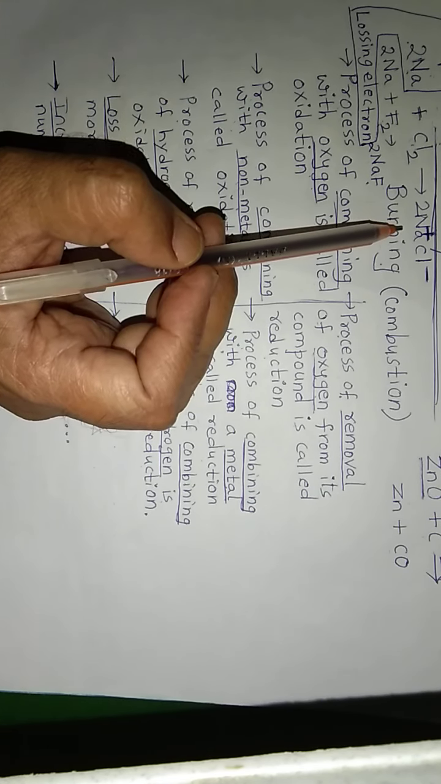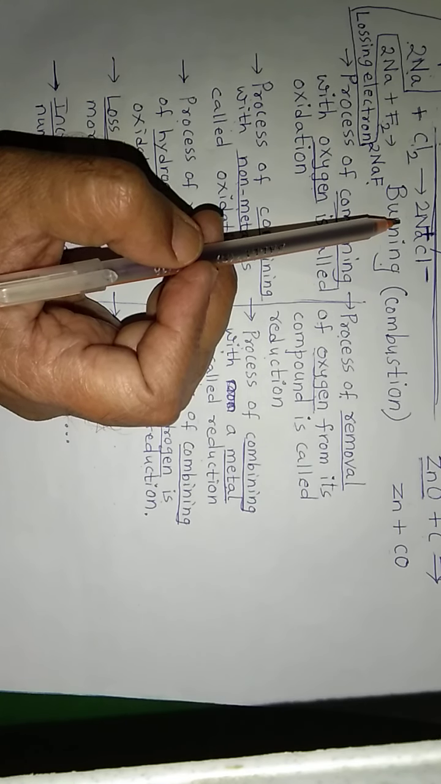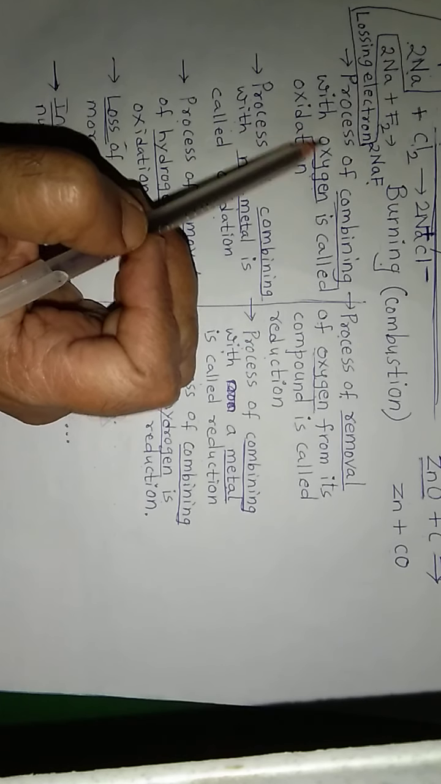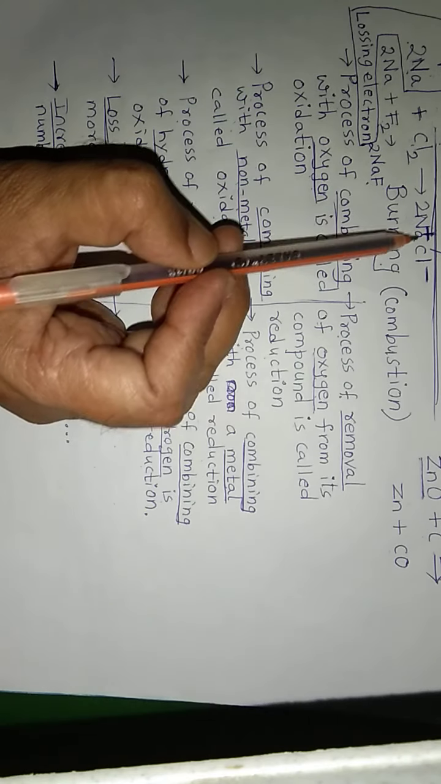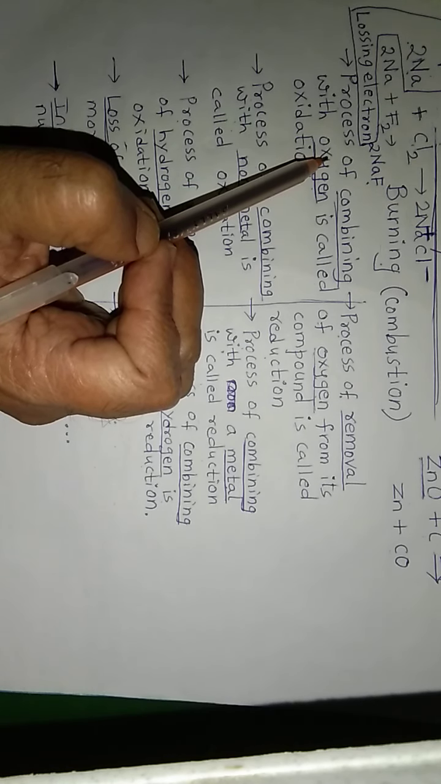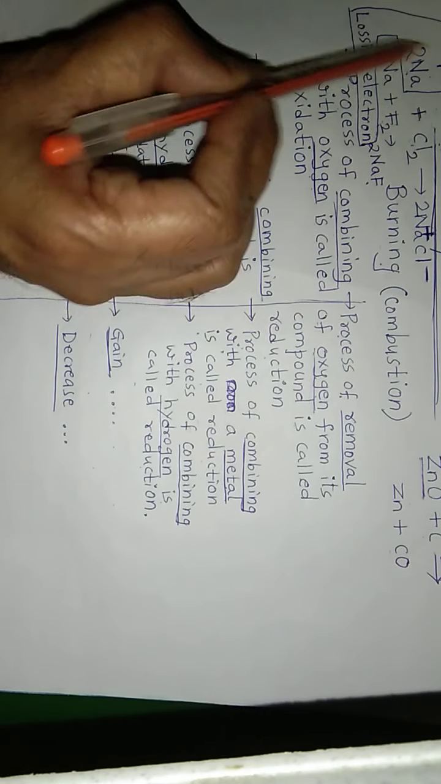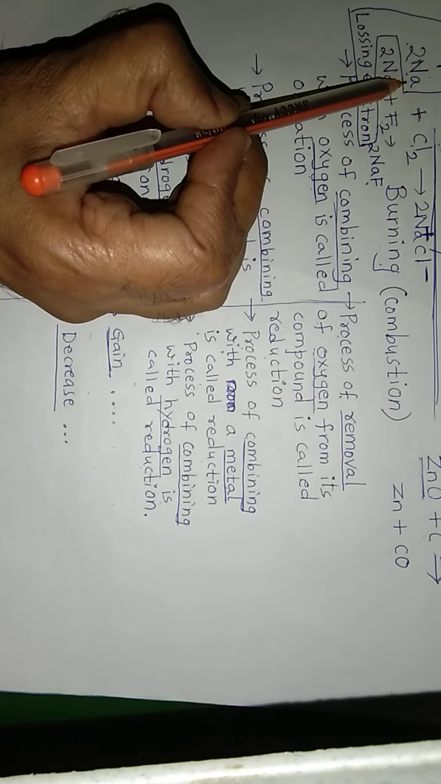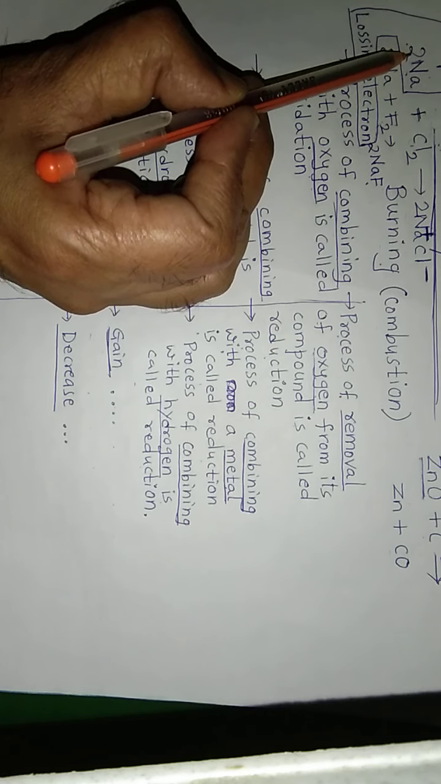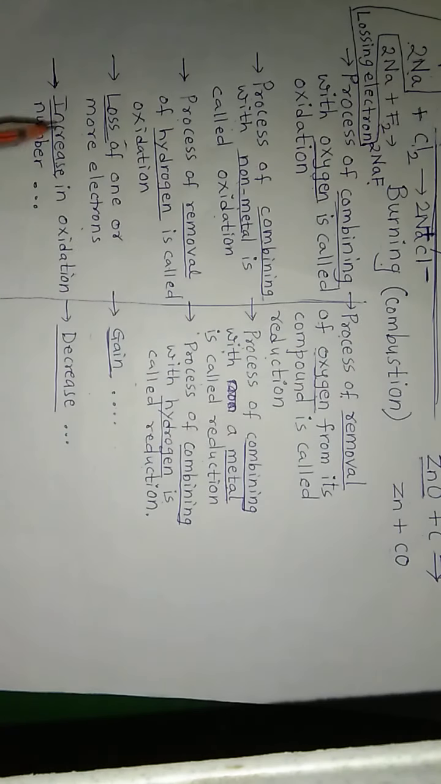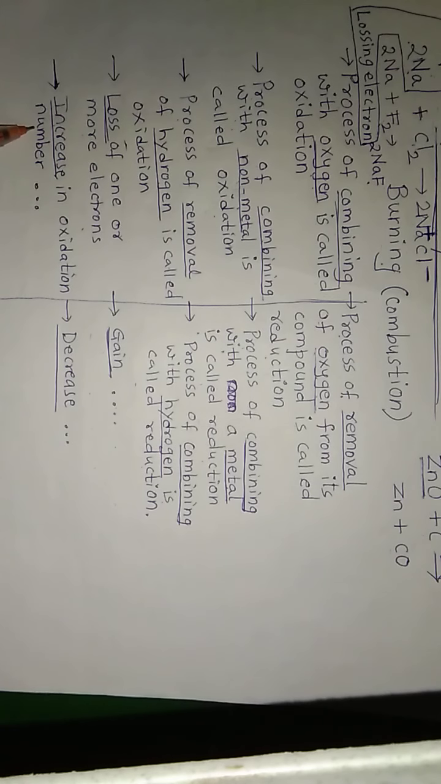What do you mean by oxidation number? You will study later. Oxidation number is nothing but the numerical charge that we assign to an atom in a molecule. We will also study that the oxidation number of an element when it is in the uncombined state is 0. So the oxidation number of sodium before the reaction is 0, and after the reaction it becomes +1. 0 to +1, increase. That's why increase in oxidation number is oxidation.